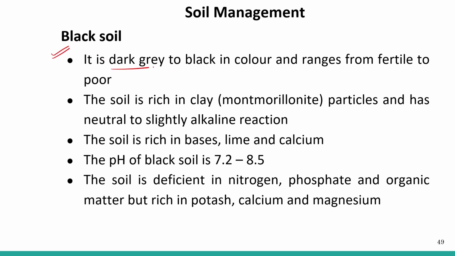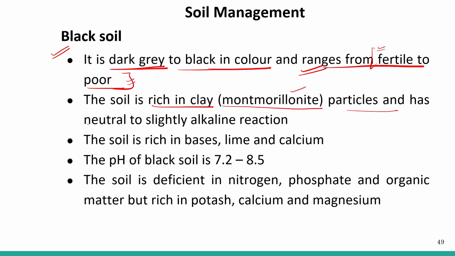Black soil is dark gray to black in color and ranges from fertile to poor. Sometimes it is fertile, sometimes it is not so fertile. The soil is rich in clay, that is, montmorillonite particles, and has a neutral to slightly alkaline reaction, not acidic. The soil is rich in bases, lime and calcium.